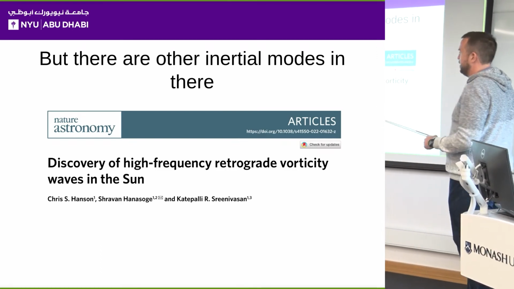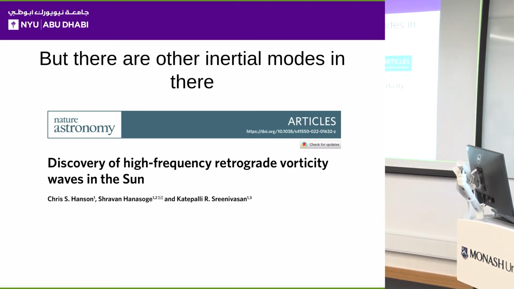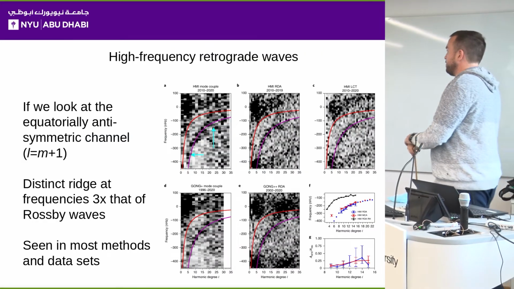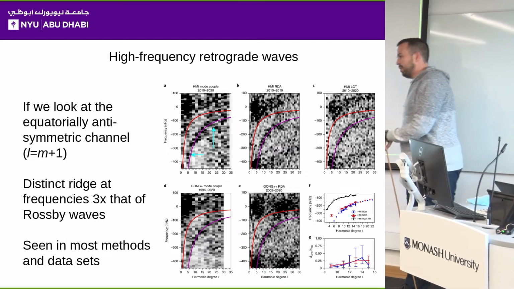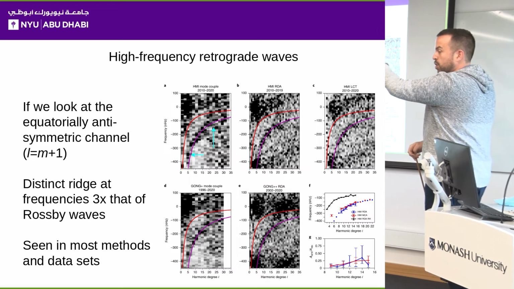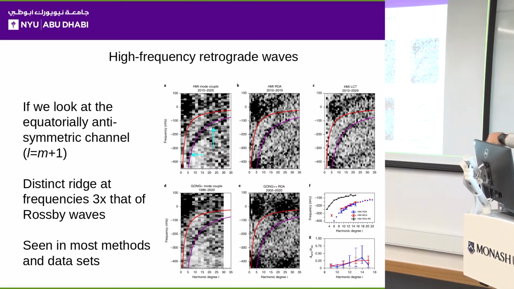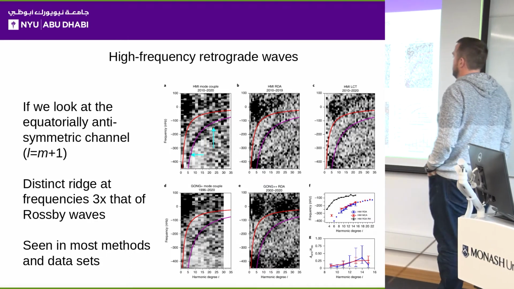Now this is a very long name, and that's because we don't know what they are, but it describes exactly what they are. So if we look in the power spectrum again, and instead of looking at the symmetric component, we looked at the anti-symmetric component. So you've got clockwise rotation in the northern hemisphere, anti-clockwise rotation in the southern hemisphere. And you look at the power spectrum. These are very noisy power spectra.